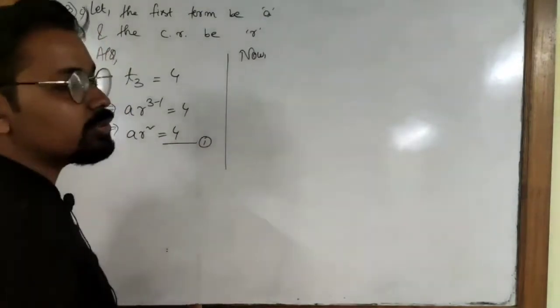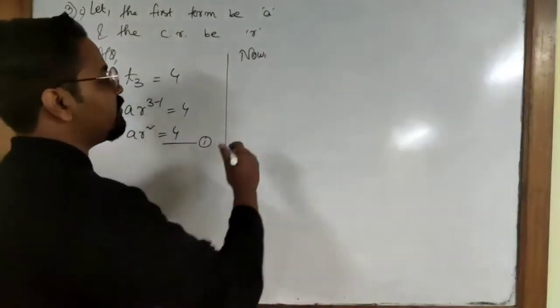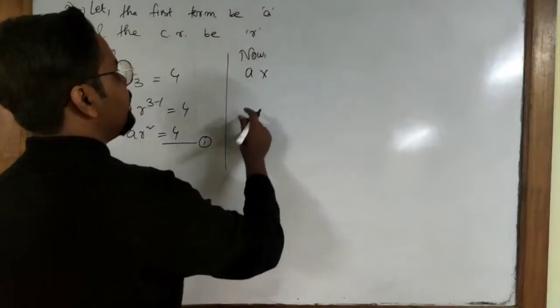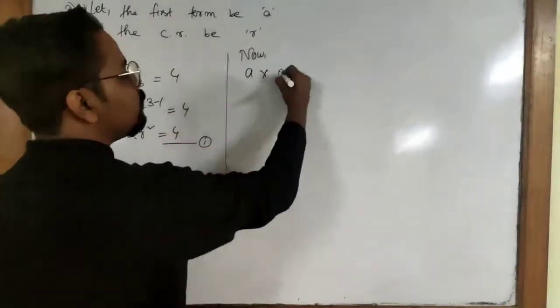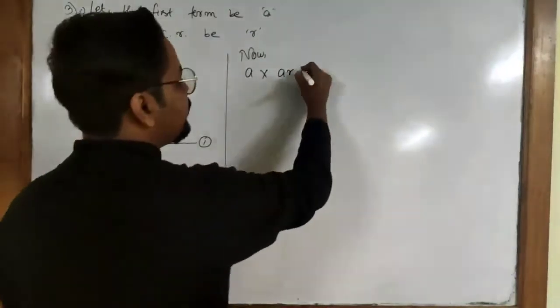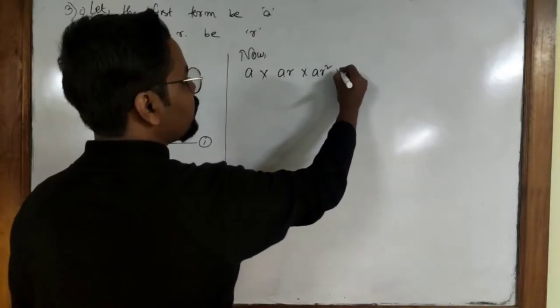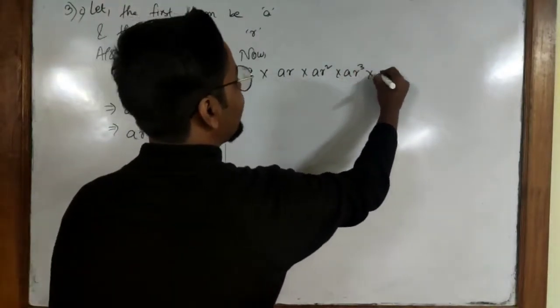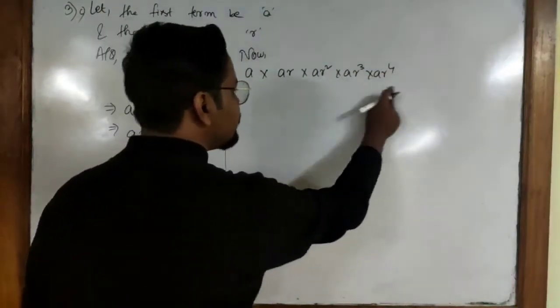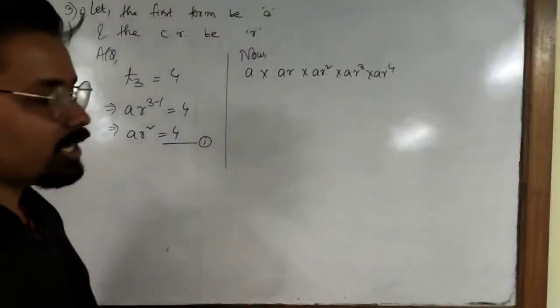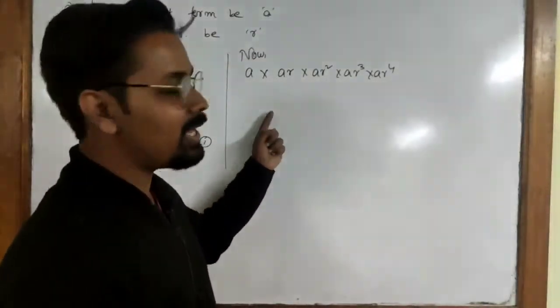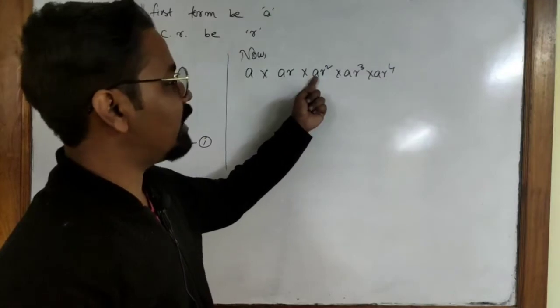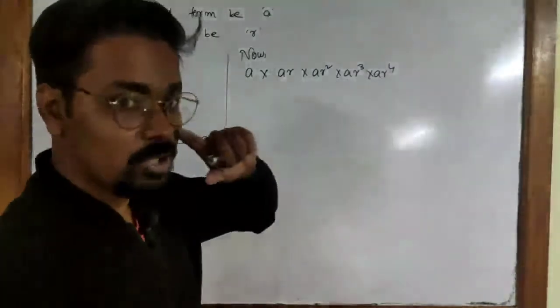Now what we need to do, we have to find the product of the first 5 terms. So what will be the first 5 terms? The first term is a. As the common ratio is r, the second term will be a into r. Third term will be a r square, a r cube and a r to the power 4. These are the first 5 terms of the GP. Okay, I hope that is clear. You keep on multiplying every term with r and you get the next term because r is the common ratio.